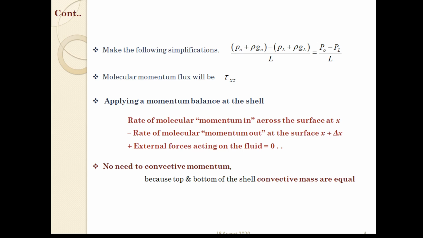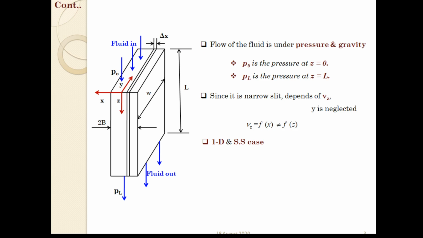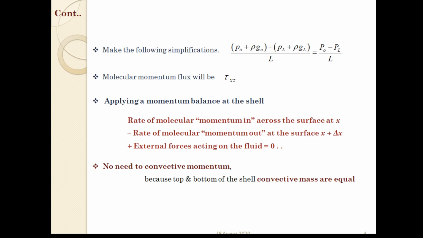And the other molecular momentum flux is given here, tau xz. Now we have the narrow slit, and we are assuming a shell in between this narrow slit so that we can make the balance over there. So the momentum balance at this shell will be: the rate of molecular momentum in across the surface at x, minus the rate of molecular momentum out at the surface x plus del x, plus external forces acting on the fluid, equals 0.